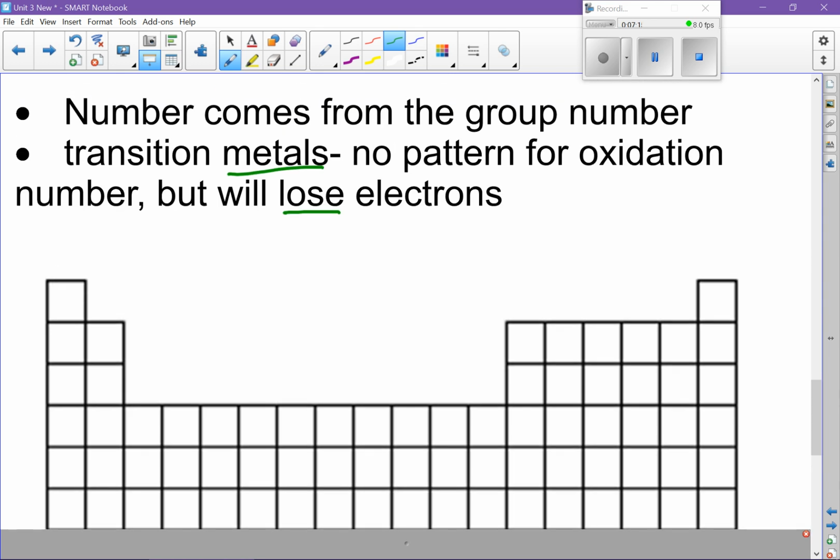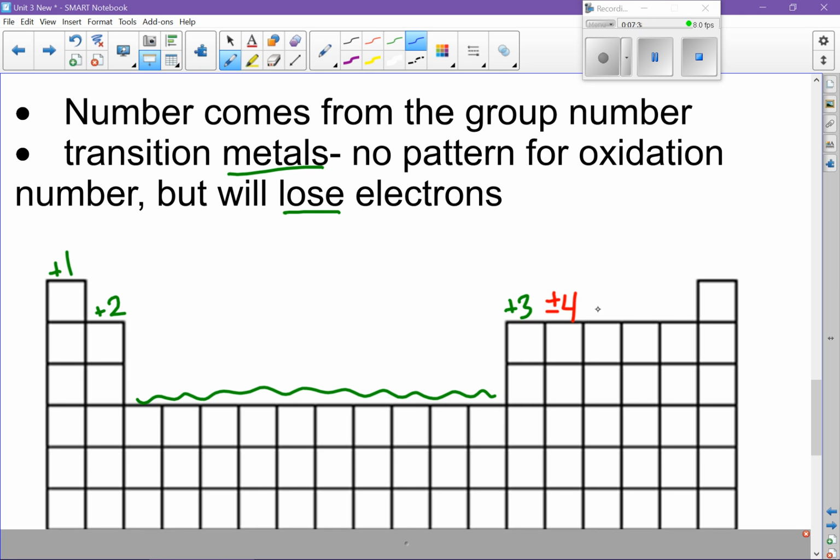Everything in group 1 will become a +1 ion. Group 2 will become +2. Remember, we skipped the transition metals. Group 13 will become +3. Then we get to the weird group 14, so some of those are plus and some of those are minus, and that's 4. And then we switch it up.